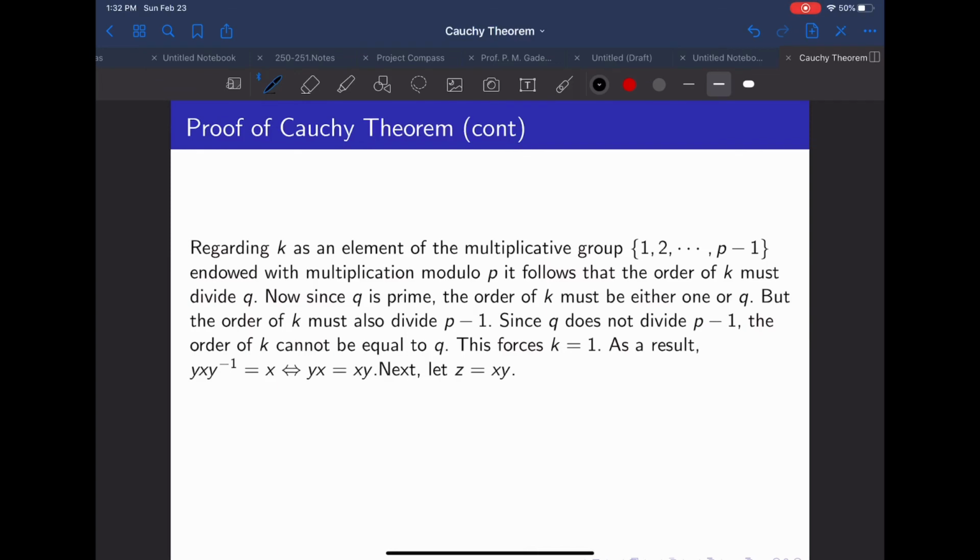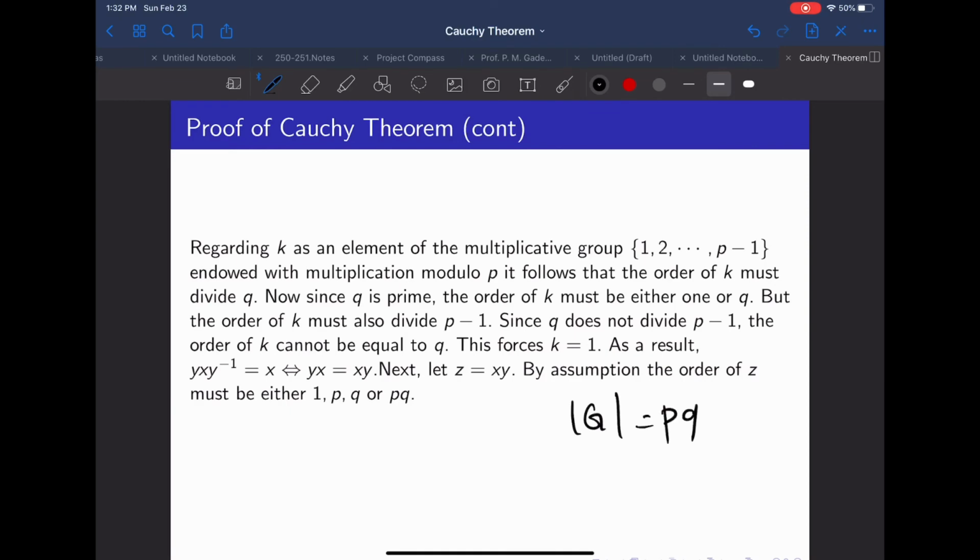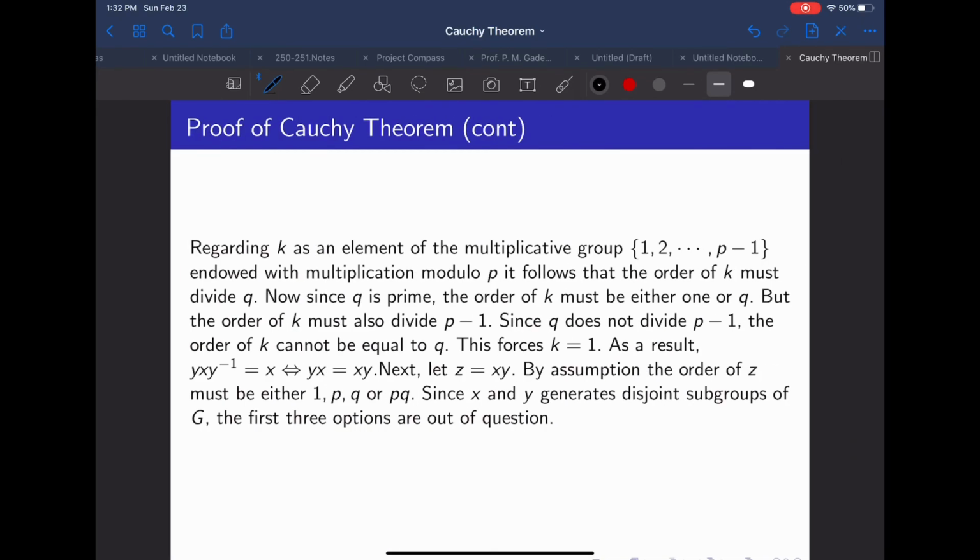Okay, so let z be equal to xy. By assumption, the order of z must be either 1, p, q, or pq, because z is an element of G, and G has order pq, and p and q are prime. So since x and y generate disjoint subgroups of G, the first three options are out of the question.